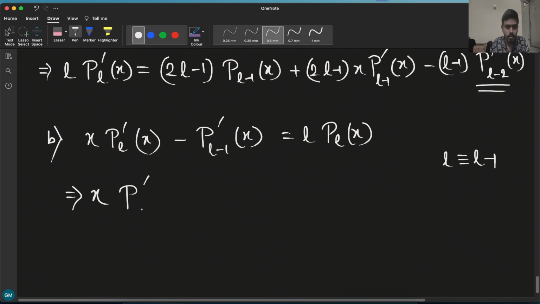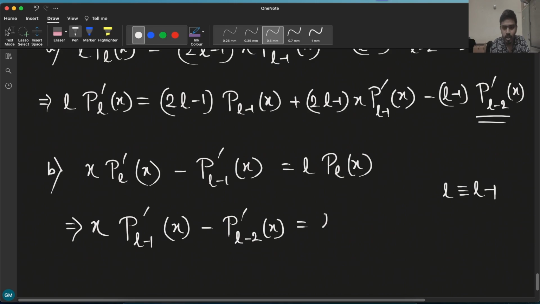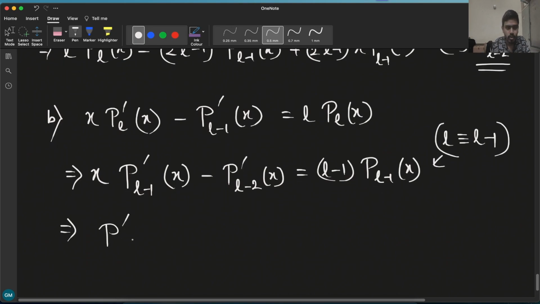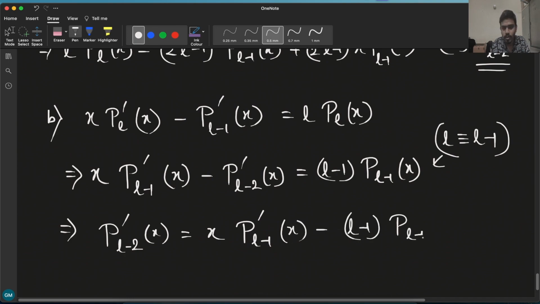So instead of writing L, I can write L minus 1 because L will take integer values. So it is p dash L minus 2x, and so we got L minus 2 equals L minus 1 p of L minus 1x. I'm just writing L as L minus 1. And from here I can show that p dash L minus 2x equals x p dash L minus 1x minus L minus 1 p of L minus 1x.